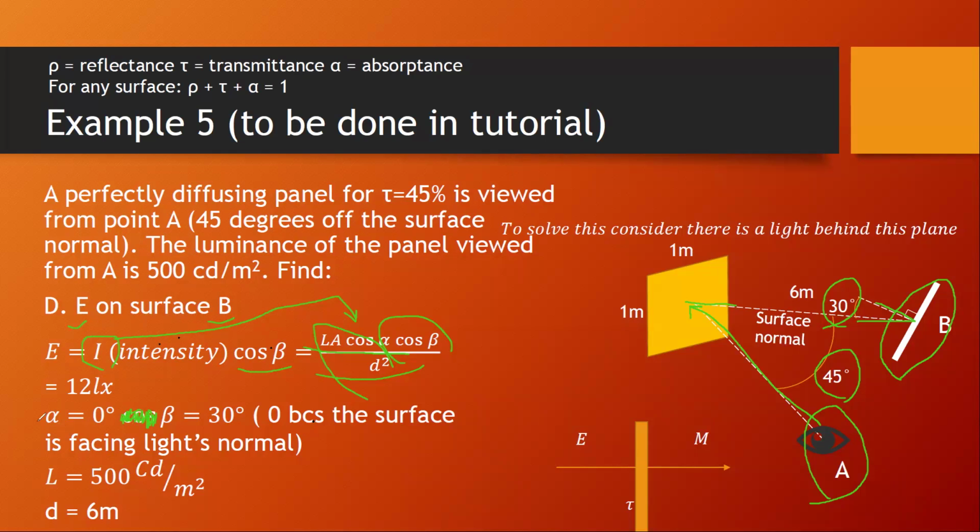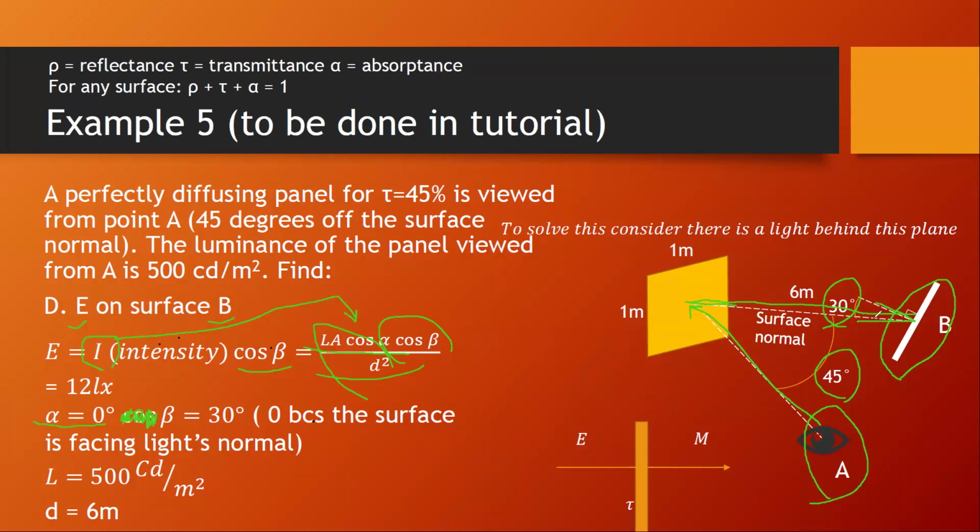Sometimes people mess up this alpha and they come up with an answer of 0 for the question, and that's how they lose marks, right? The important thing is to understand that your alpha is 0 because surface B is directly facing that light, right? It's on the normal of that surface. The normal of the surface is hitting surface B, right?